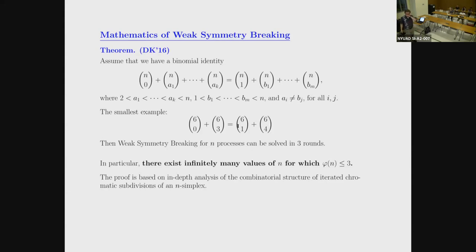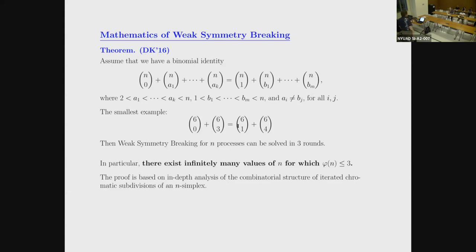But anyway, what one can prove, strangely, is that if there is such a binomial identity for some values, then you can solve in three rounds. So it's some sort of Diophantine equation. For six, you have this very strange identity. Six is binomial, and because of this numerical fact, there exists such a protocol. And also, if you take any multiple of six, it also exists. Really strange situation.